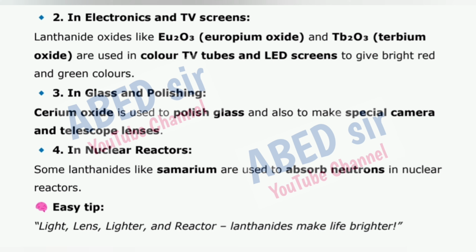2. In electronics and TV screens. Lanthanide oxides like Eu2O3, europium oxide, and Tb4O7, terbium oxide, are used in color TV tubes and LED screens to give bright red and green colors. 3. In glass and polishing. Cerium oxide is used to polish glass and also to make special camera and telescope lenses. 4. In nuclear reactors. Some lanthanides like samarium are used to absorb neutrons in nuclear reactors. Easy tip: light, lens, lighter, and reactor, lanthanides make life brighter.